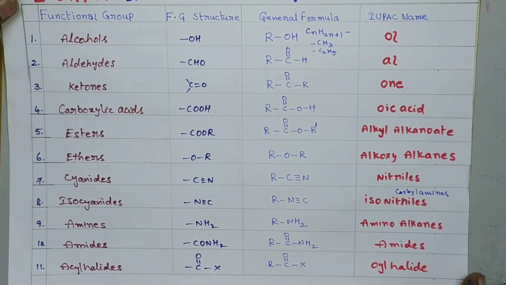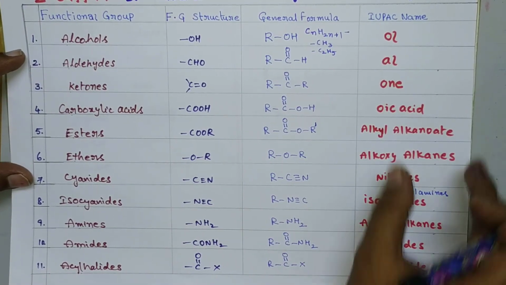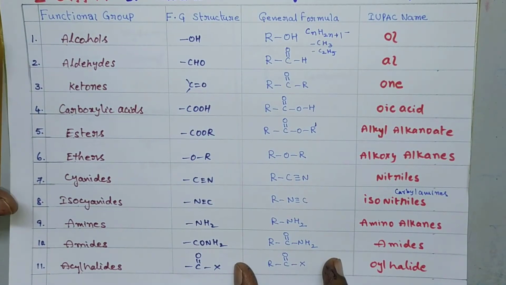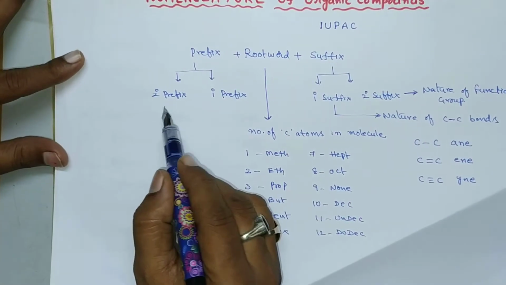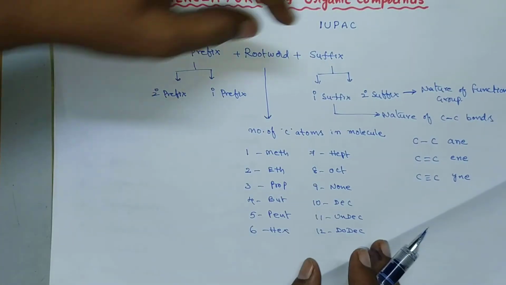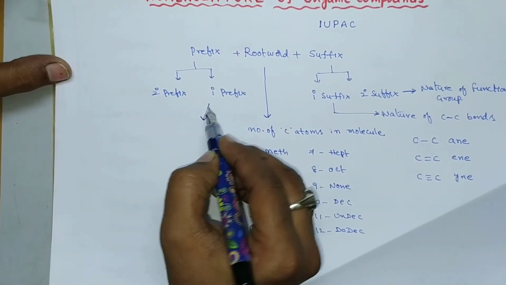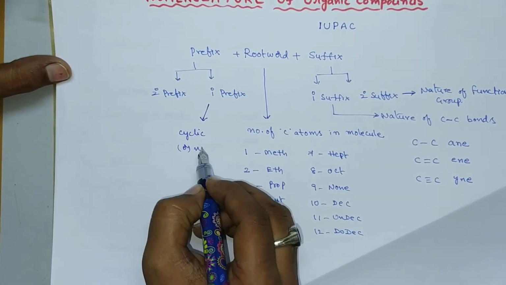Okay, so this represents the secondary suffix. The secondary suffix indicates the nature of functional groups. Different functional groups will have different IUPAC names, so you have to identify the structure of the functional group. And next, after fixing the secondary suffix, we should go for prefixes. There are two prefixes, one is the primary prefix, the other is the secondary prefix. After fixing the secondary suffix we should go for the primary prefix.